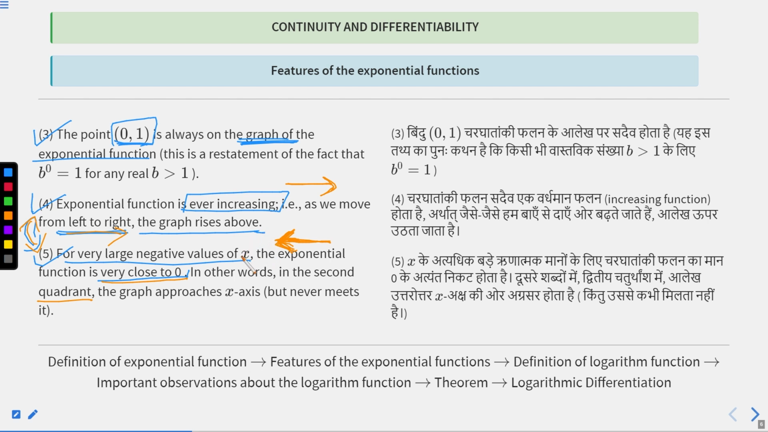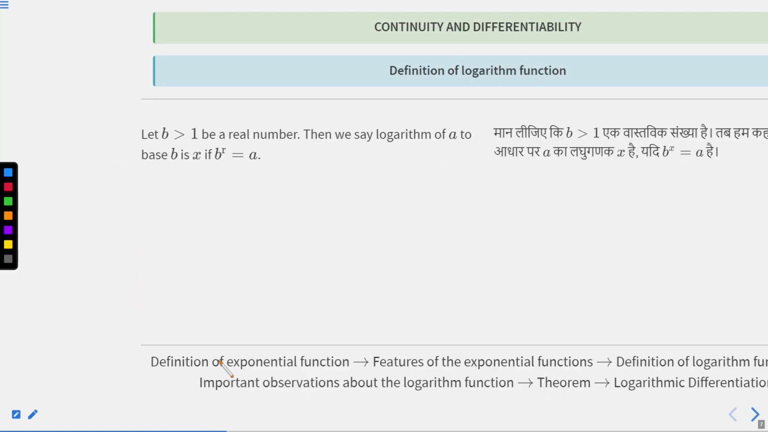Okay, clear? And this part is saying, in other words, in the second quadrant the graph approaches the x-axis but never meets it. It is trying to touch the x-axis but it will not. Okay, simple. I hope that these points are very clear to you. The 1, 2, 3, 4 and 5th problems are very important points also. Okay, let us move to next.